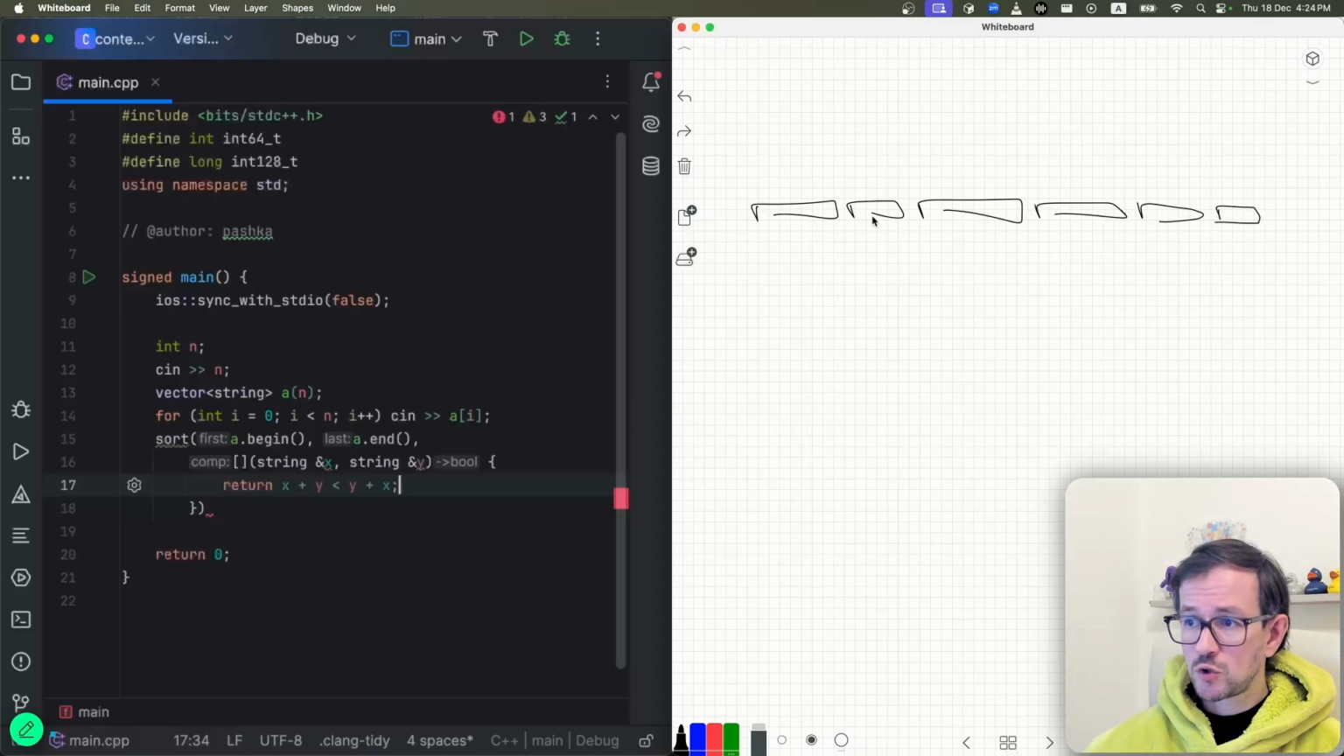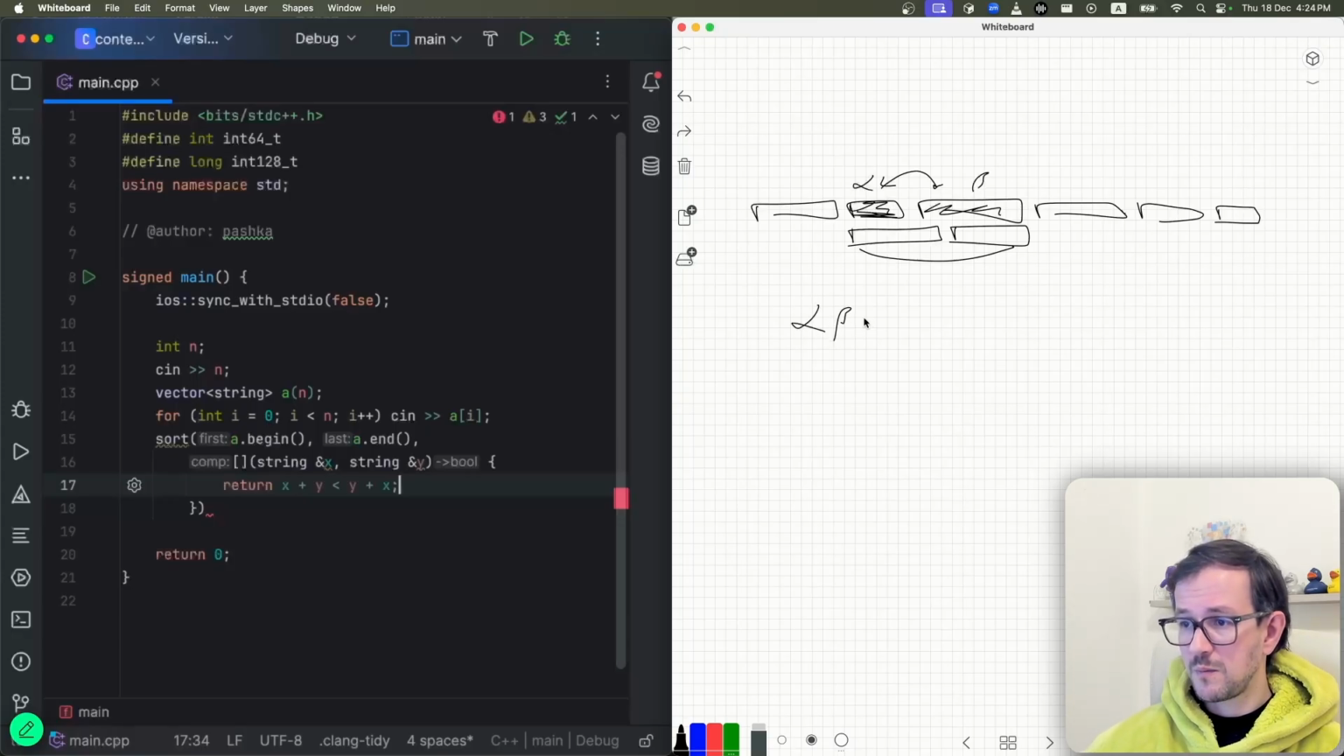And if you pick two consecutive strings like this and swap them, then this resulting string must be greater or equal than this resulting string. So for these two strings, let's say alpha and theta, alpha theta must be less or equal than theta alpha. And it works for any two consecutive strings.